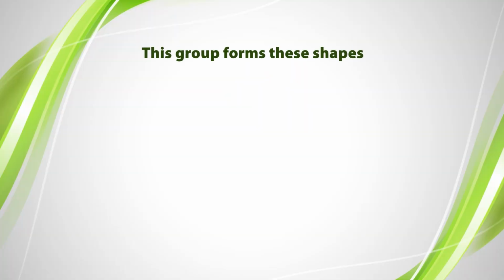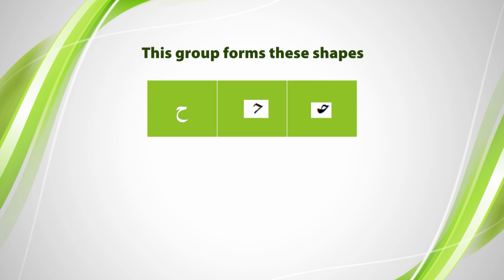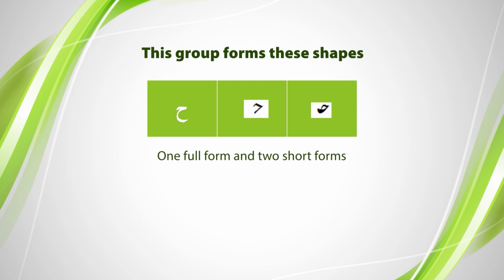You will have learned this. Now, as we said, this group forms 3 shapes. You can see here in this picture that this group forms only 3 shapes. To this group belong 4 alphabets. But when they work with short forms, they turn into only 2 short forms and a full form. So we see here, observe here, 1 full form and 2 short forms.